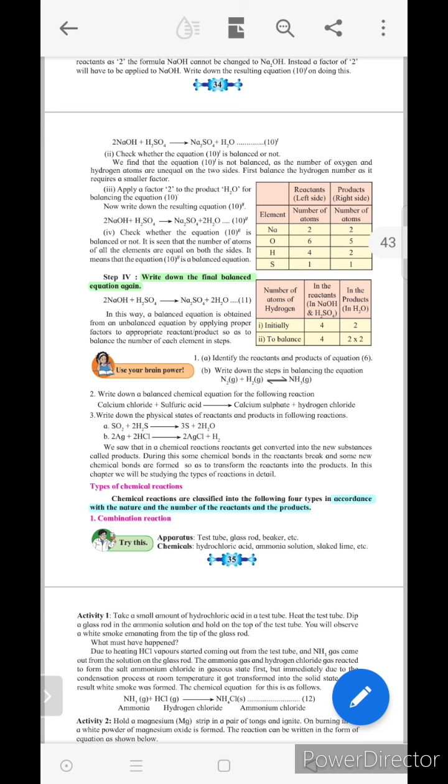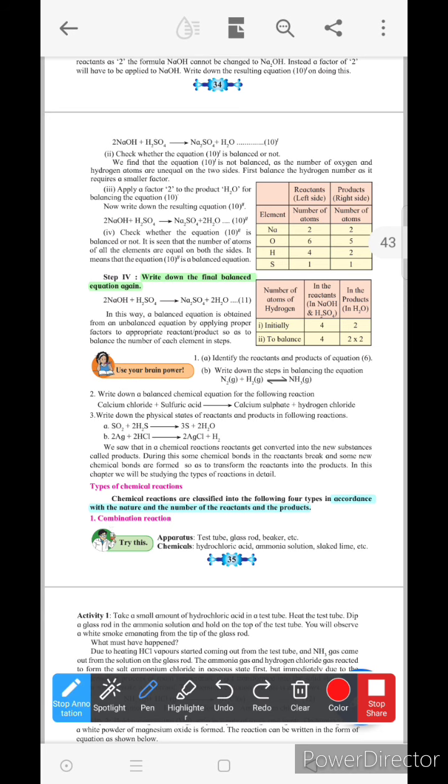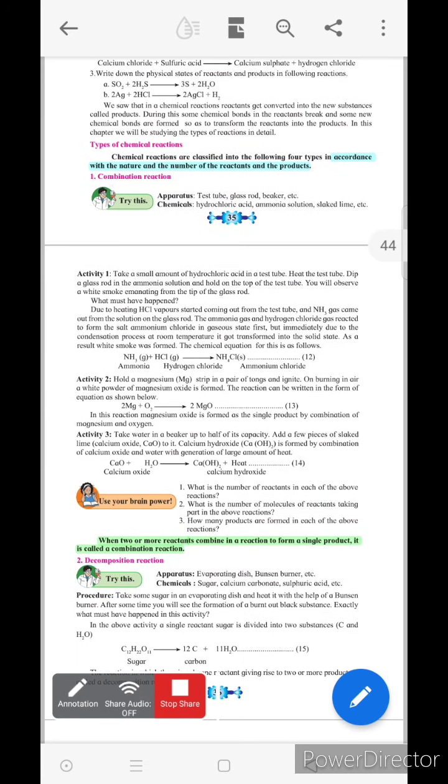Page number 35, removal of use your brain power. There are 2 questions. I think 3 questions, sorry. These three questions are there. Use your brain power, three questions are there, and these are removed from your syllabus. Now we will move on to page number 36.